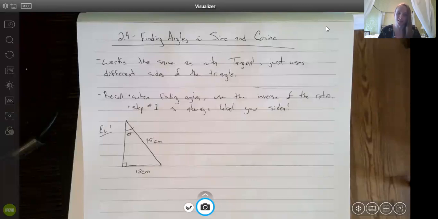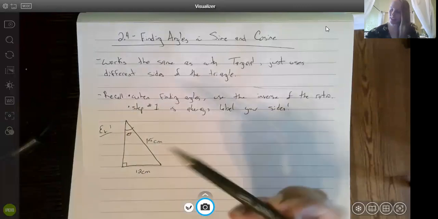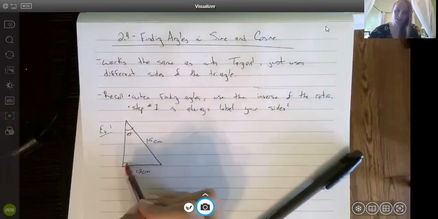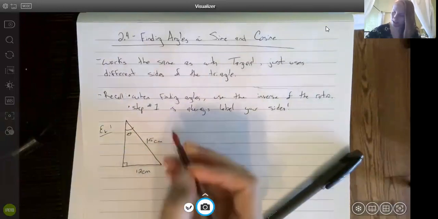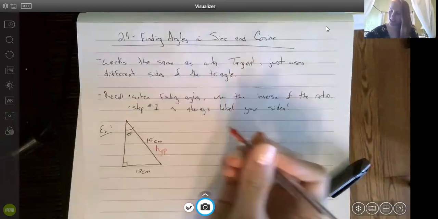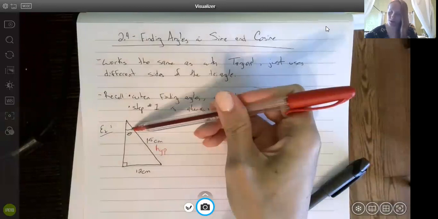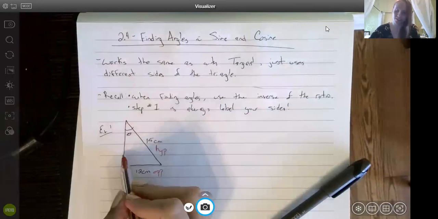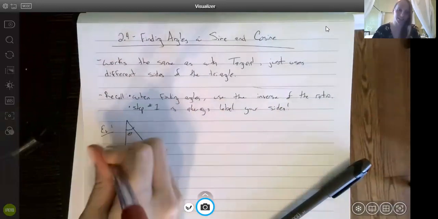So when we're finding angles, whether it's with tangent or with sine or with cosine, we always use the inverse, so second and then tan, second and sine, that kind of thing. And step one should always be to label your sides. So in this first example here, I'm going to label my side across from the right angle as my hypotenuse. The side across from the angle that I'm looking for is my opposite side, and then the third side is my adjacent.